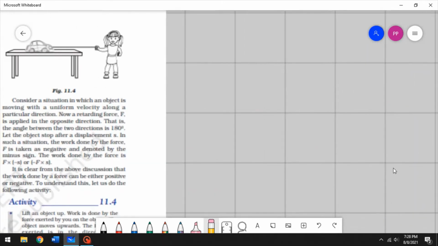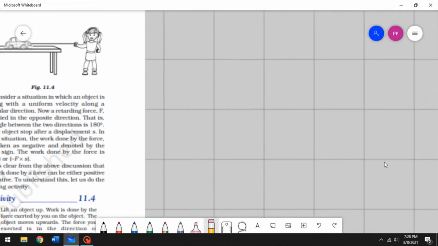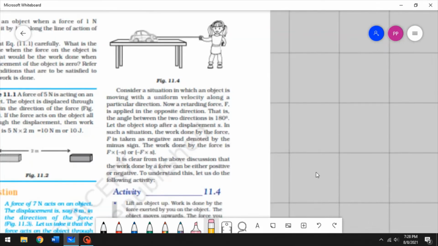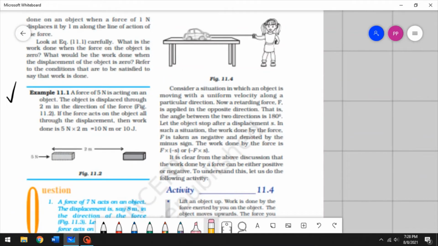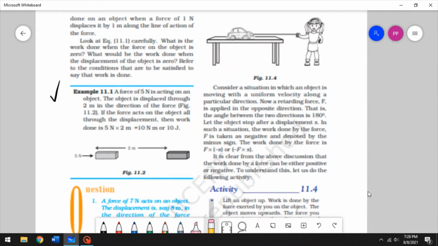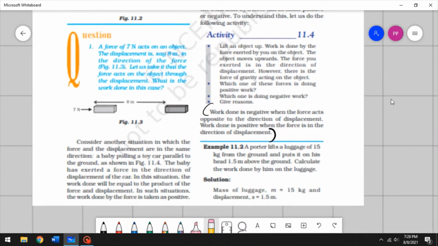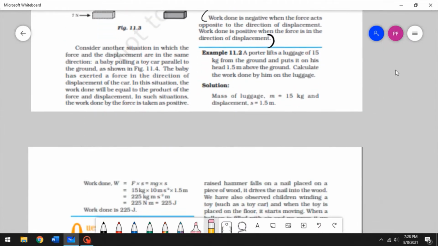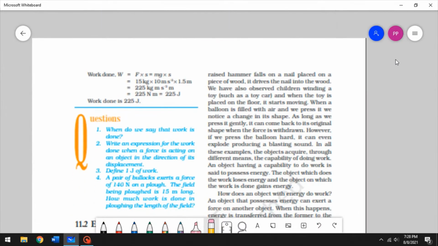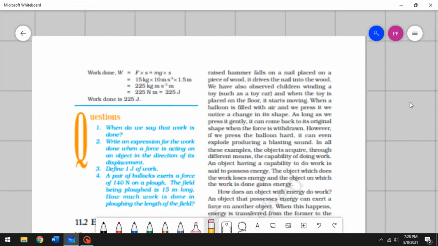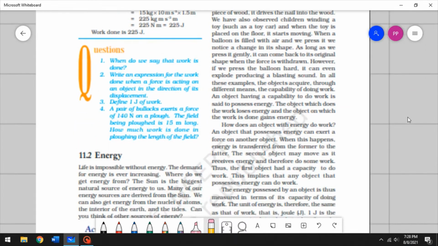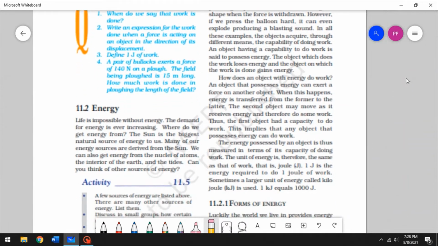Moving on. We have activity 11.4. I didn't elaborate on zero work because it's not given in your textbook and I didn't want to confuse you. But zero work is done if the angle between the force and displacement is 90 degrees. That's something you can keep in mind, something that will help NTSE, NEET and JEE students. We have 4 questions here, 1, 2, 3, 4, that I want you to try on your own.